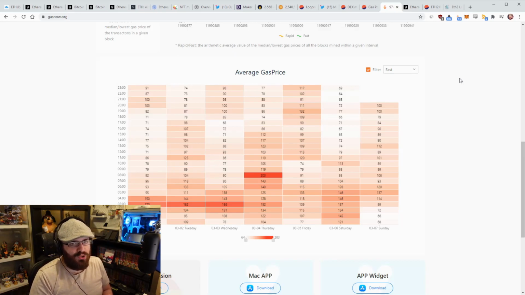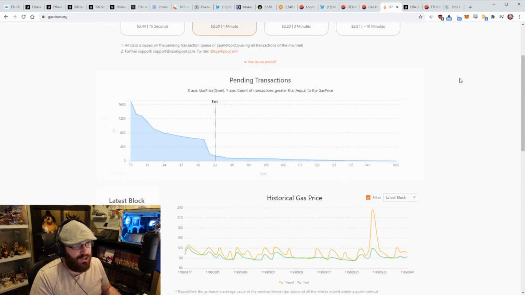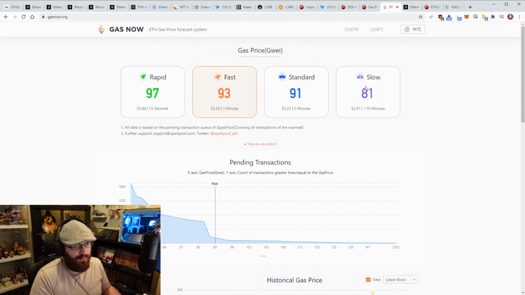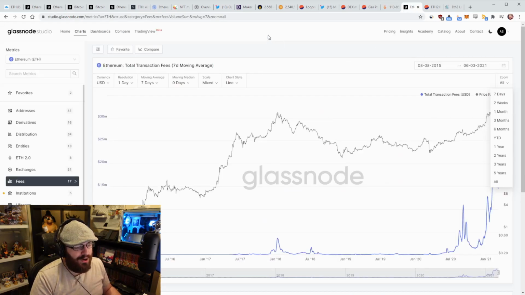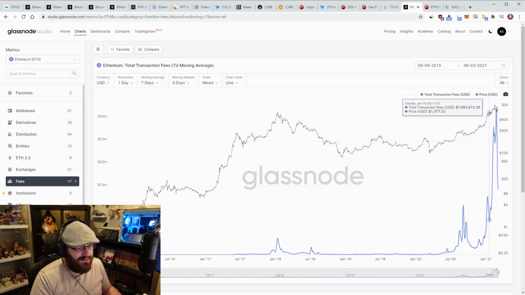But yeah, definitely go check out this site. There's actually a Chrome extension you can get as well that'll show you rapid, fast, standard and slow prices for your transactions, and it'll help you get your transactions into the next block a lot faster than just trying to guess on your own. So this is, as I was saying, fees. This is the total transaction fees, and you can see they've come off a kind of cliff here, right?